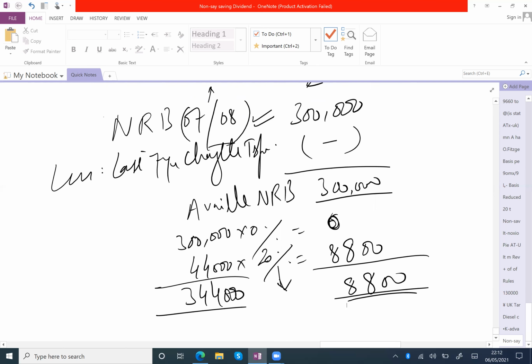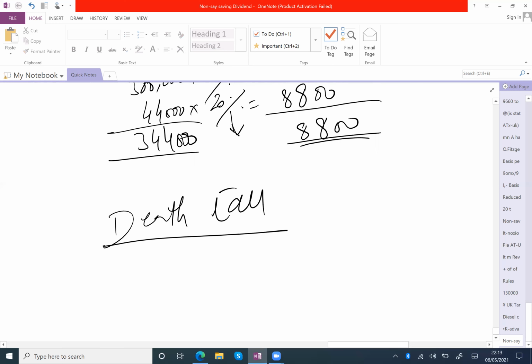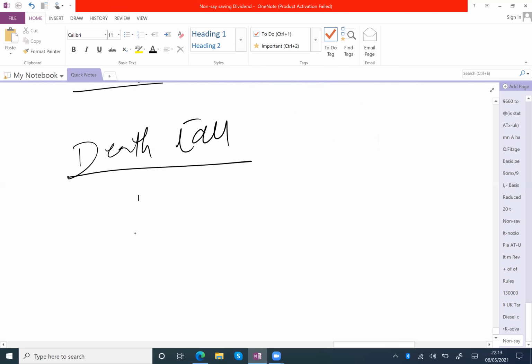Now he died, for example, in this question he died in June 2009. So from the death date, always make the timeline at the time of death. Now calculate the death tax. On which gifts do you have to pay the death tax?